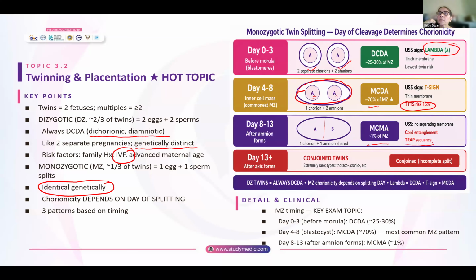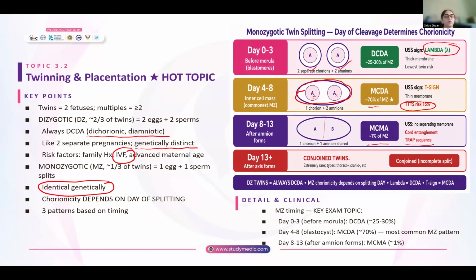Now, if the splitting occurs later on, after day 13, that means you already saw that the primitive streak is already there and gastrulation has already started. Then you get formation of conjoined twins. These are very rare because the splitting is incomplete. So the placenta is formed, the amniotic membrane, everything has been formed, and there is partial separation of the inner cell mass. You can get them joined at the head, or it could be thoracic or cranial or lumbar, at any point. But conjoined twins are something which are very rare.